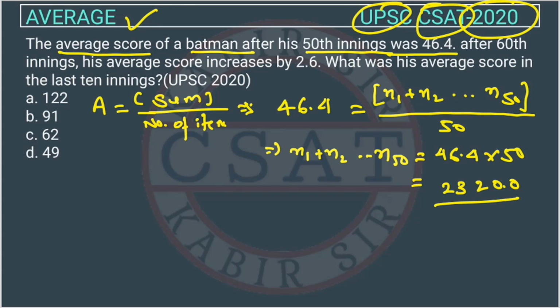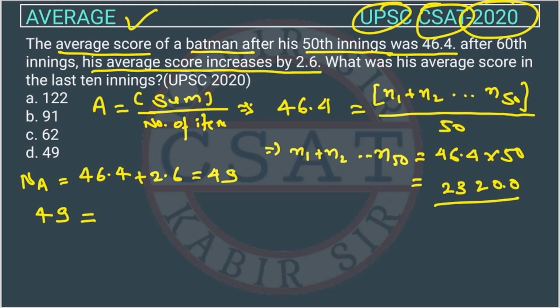Right, so now the second condition: his average score increased by 2.6. So what is the new average? The new average is the previous average plus 2.6. So this is our new average, 49. And 49 is the average of what? It is his average score after the 60th inning.